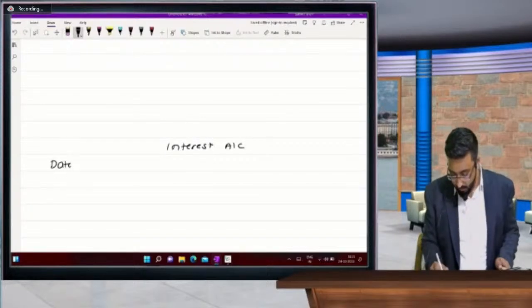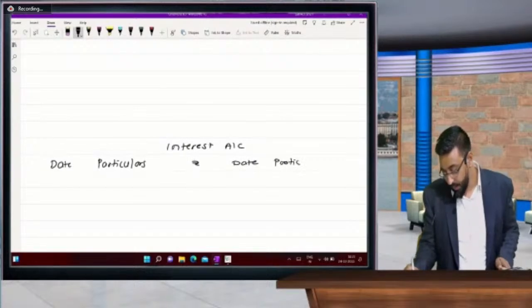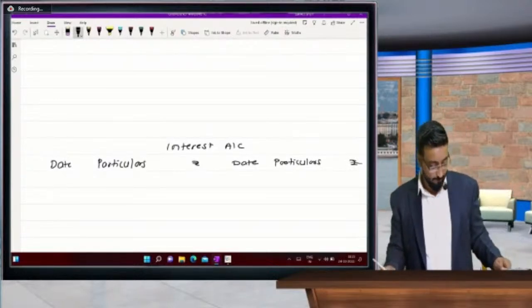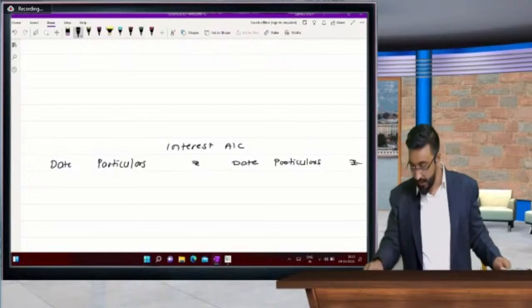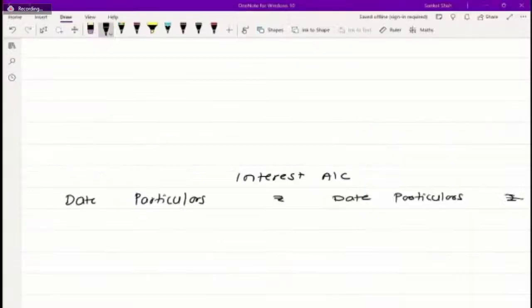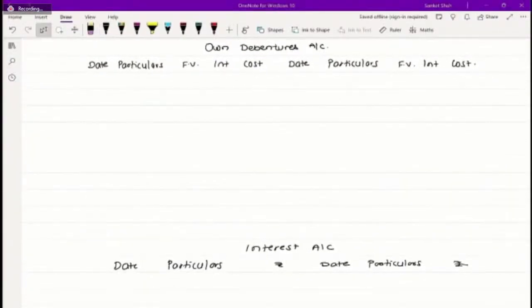Date, particulars, rupees. Date, particulars, rupees, of 7 lines. Chalo, 7 lines. Draw it fast and tell me over in the comment section.